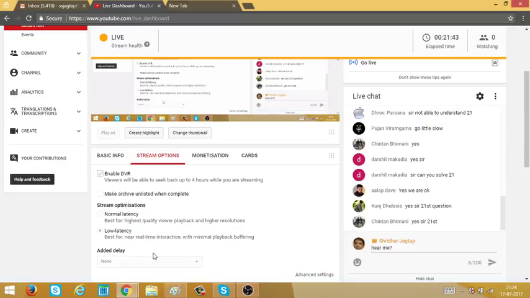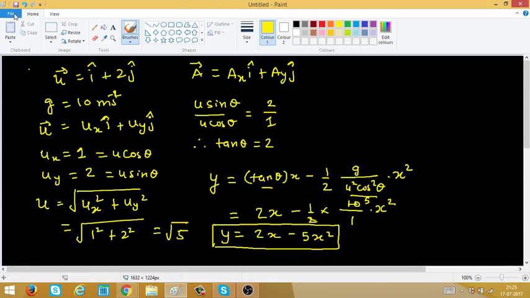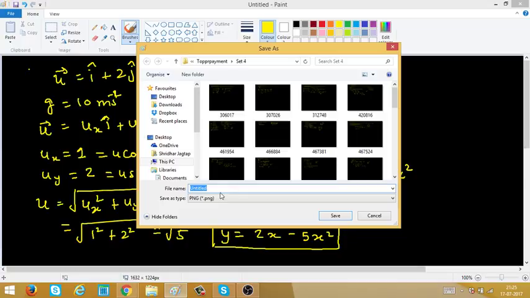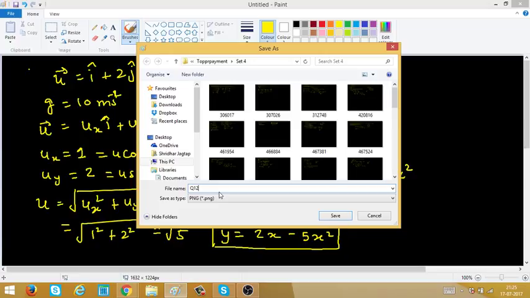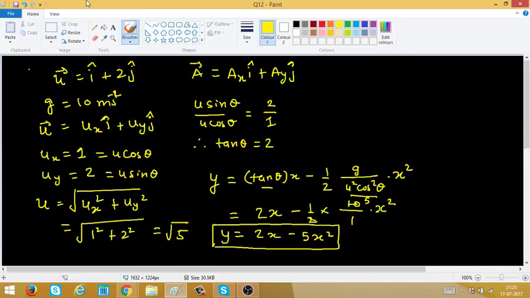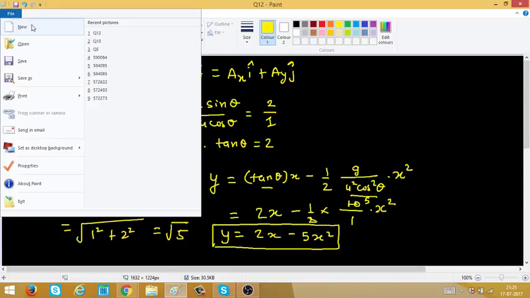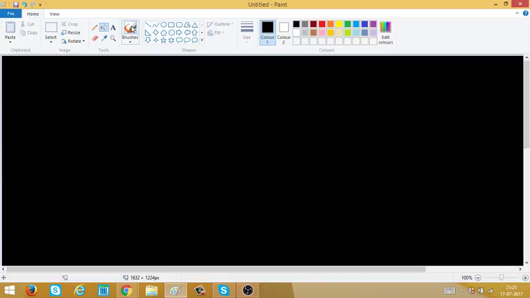So I'll go a little slow as somebody has pointed out, and we'll do question number 21. Let me look at what is question number 21. Let me save this. Save, and this was question number 12. I'm showing question number 12, and now I'll do question number 20.